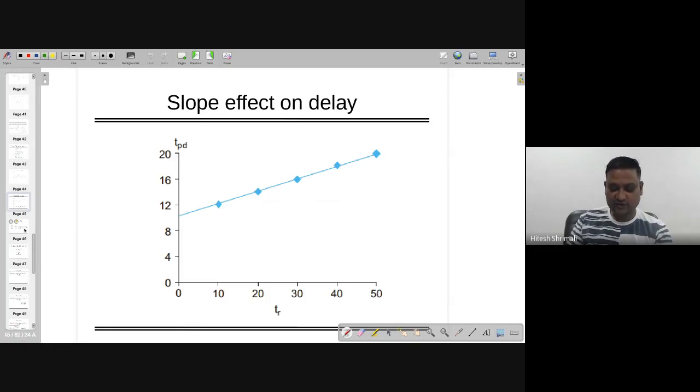Now let's look at the plot. As we are increasing the rise time, the propagation delay actually increases, and it's increasing linearly. We are not going into the equation of that, but the thing is it's going to increase for the same inverter. The inverter does not change. I'm not changing the W by L. I'm not changing anything. I'm just changing the input slope. So the different slope will give a different propagation delay.